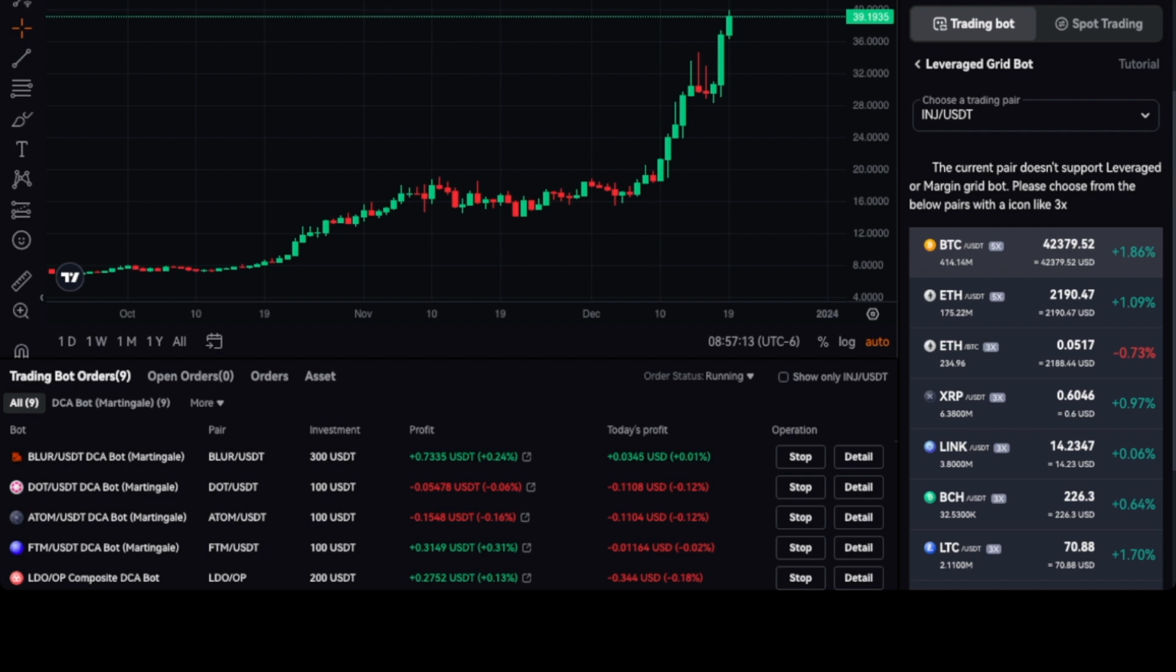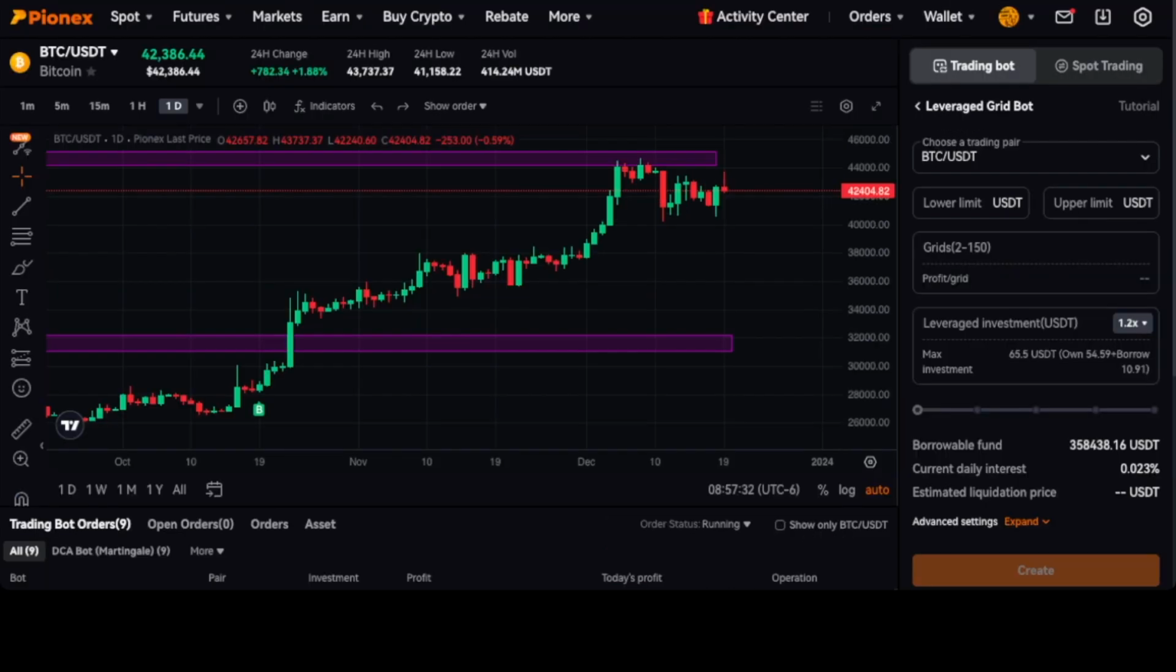All right. So now you have your grid bot window options there. That's the term I was looking for. And again, you can pick a lower limit. So if I were going to trade Bitcoin, I would take a lower limit of 32, and my upper limit, I would say 46.